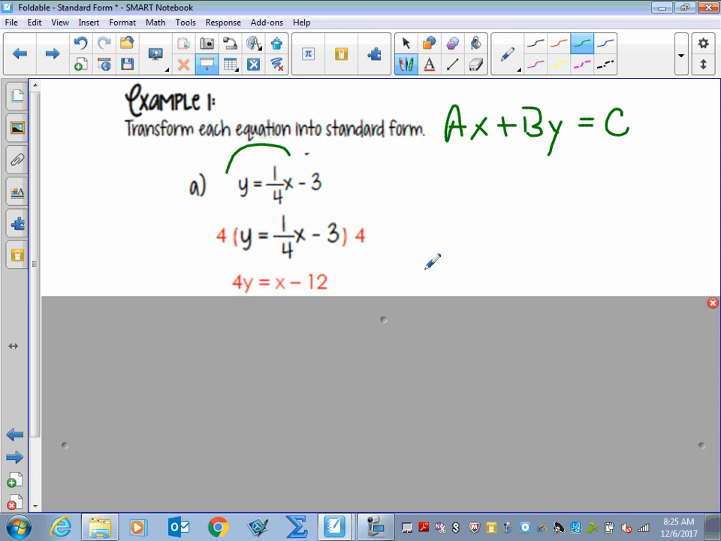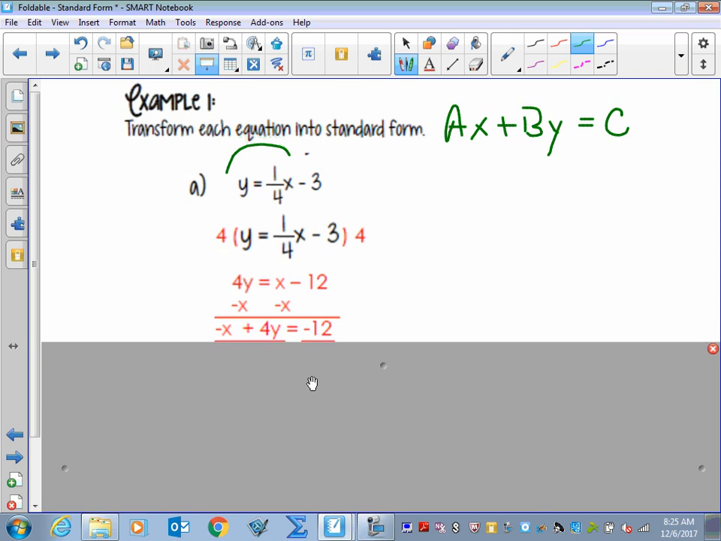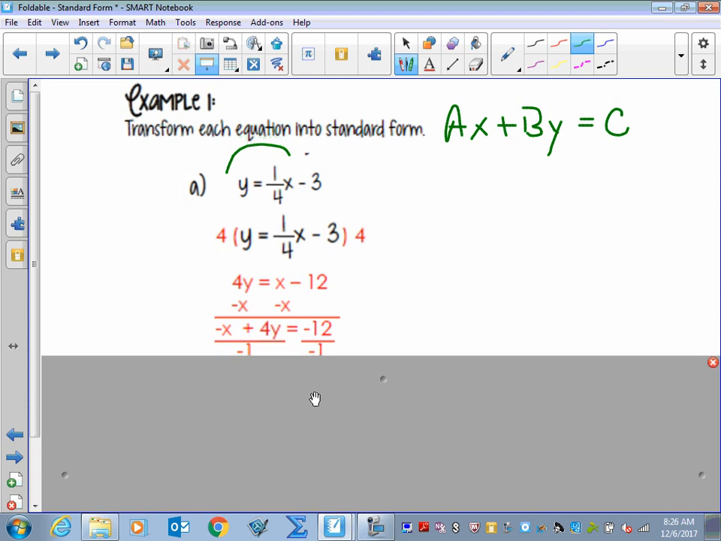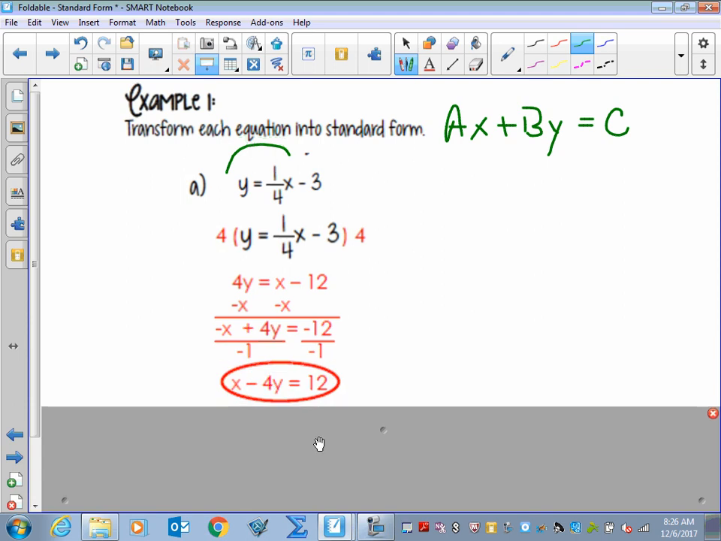Now I'm going to subtract the x to the other side. So let's move the x over. When I do that, I'll have negative x plus 4y equals negative 12. I'm taking the x term and moving it to the other side, because standard form says x and y have to be on the left side. Now, I'm not done, because for standard form, the first term, the x term, must be positive. So you can either divide everything by negative 1 or multiply everything by negative 1 so that first term can be positive.